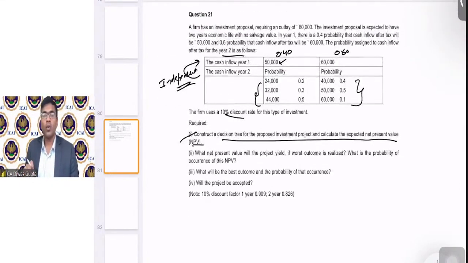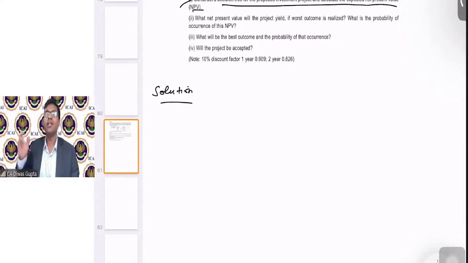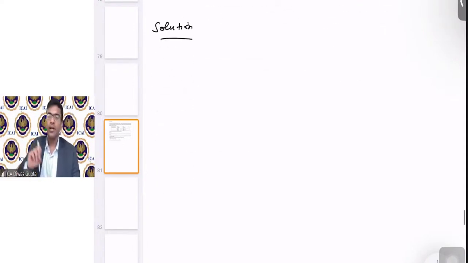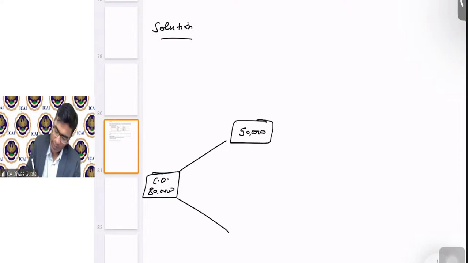So question 21. First of all, we have to construct the decision tree, students. Very easy and very simple. In the decision tree, we discussed two things: one is decision node, one is chance node, and third one is the outcome, right? So whatever the different possibilities are, we only have to plot them. Cash outflow, 80,000. Once you do that, in the first year there are only two possibilities. You might get 50,000 or you might get 60,000. The probability is 0.40 and 0.60. From this 50,000, there are three possibilities.